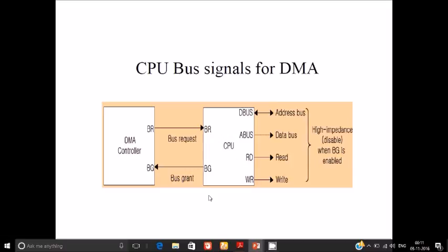CPU bus signals for the DMA controller: here is the DMA controller. This is the bus request and bus grant. This is what the CPU does, and the CPU will perform its own work, and these are all the buses and control signals. The DMA controller will do the work and will send the interrupt to the CPU.